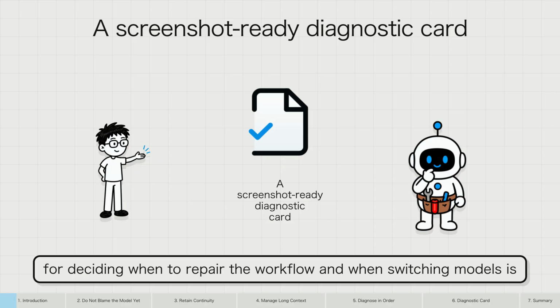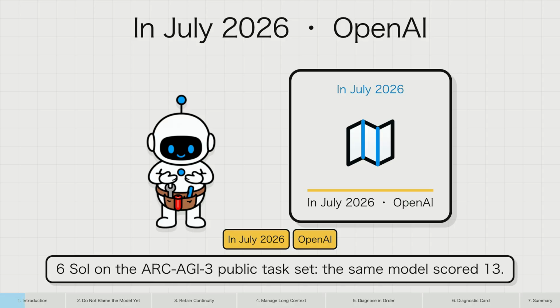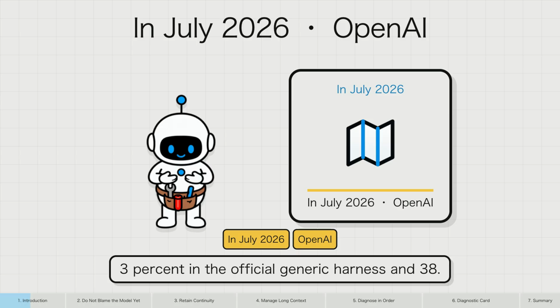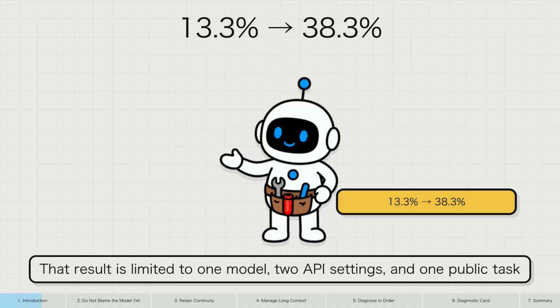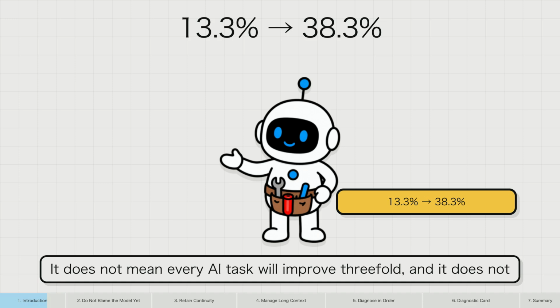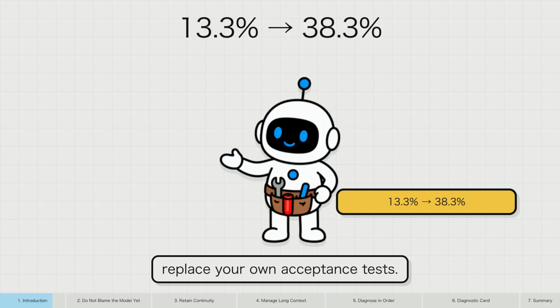models is actually justified. In July 2026, OpenAI revisited GPT-5.6 Sol on the ARC-AGI 3 public task set. The same model scored 13.3% in the official generic harness and 38.3% with retained reasoning and compaction, while using about 6 times fewer output tokens. That result is limited to one model, 2 API settings, and 1 public task set. It does not mean every AI task will improve threefold, and it does not replace your own acceptance tests.